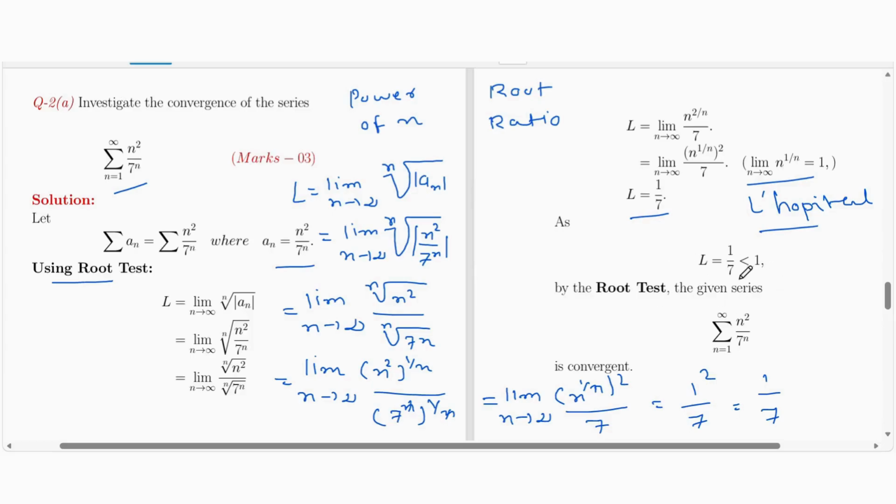Now as per the root test, what is the condition? If L is less than 1, then the given series is convergent. If L is greater than 1, then the given series is divergent. And if L is equal to 1, then the test is inconclusive. Inconclusive means it fails; for L equal to 1 we cannot give any conclusion. Now check here, what is our L? 1 by 7, and 1 by 7 is less than 1. So from this we conclude that by the root test, the given series n square upon 7 raised to n is convergent.